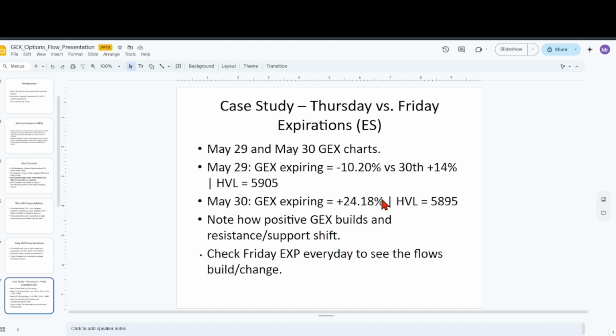Generally speaking, there'll be a shift in the HVL too. It will gradually move towards price and then it will be above price. It doesn't just happen crazily. You get about a day or so for this to really change, and you can see how everything updates. But you really need to check this every single day, and this gives you the plan of attack and game plan for the session.